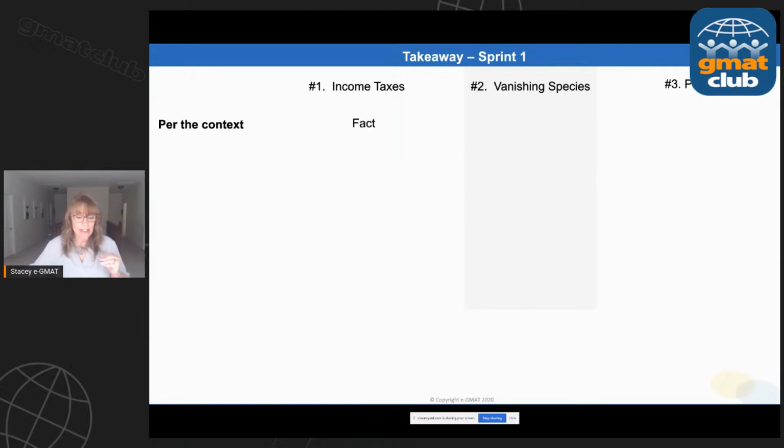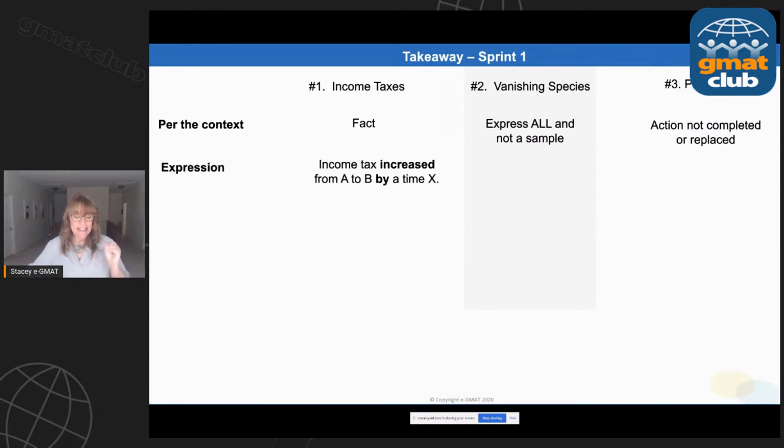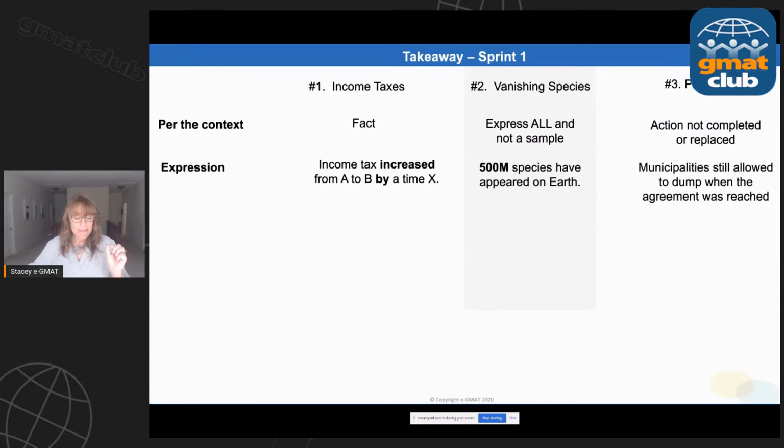Okay, your takeaways. Here's a quick snapshot. Question 1 was a fact. Question 2 expresses all, not a sample. Question 3, the action was not completed or replaced. The expression, the income tax increased from A to B by a specific time. 500 million species have appeared on Earth over that course of time. Municipalities still allowed to dump when the agreement was reached. Okay, so again, it doesn't make sense to reduce something they're no longer allowed to do. So we needed to make sure that they were still allowed to do it when it was reduced.